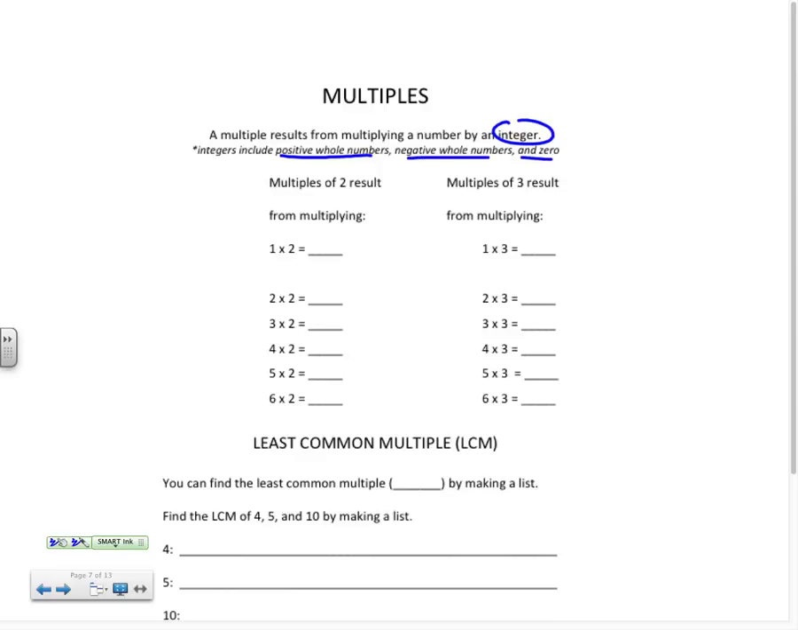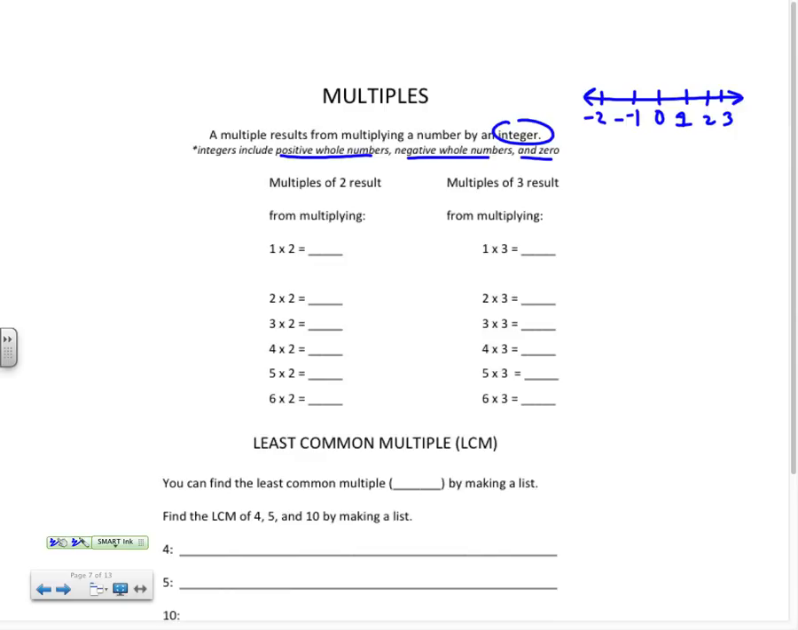So if we were to look at a number line that goes in both directions, and zero is here, to the right are all the positive integers, and they would go on and on. To the left of zero are all the negative integers, and they would go on and on. So that definition includes the word integer, and now you know what an integer is.